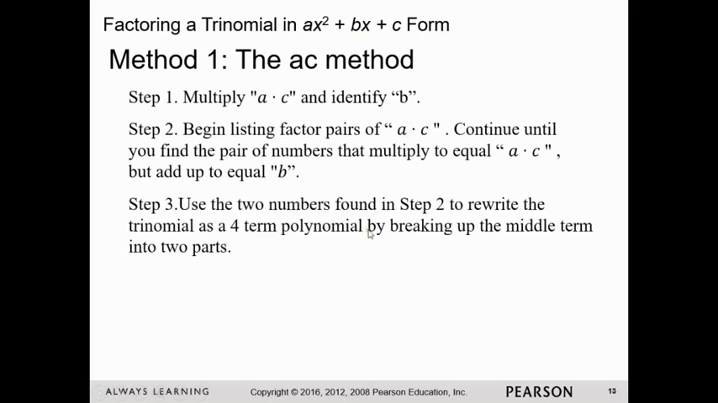Now we use the two numbers that we found in step 2 to rewrite the trinomial as a 4-term polynomial by breaking up the middle term into 2 parts. Remember when we FOIL, the inner and outer created 2 like terms that we always combined, right? So what we're doing here is unfoiling. And then we factor using factor by grouping. So let's look at one of these.